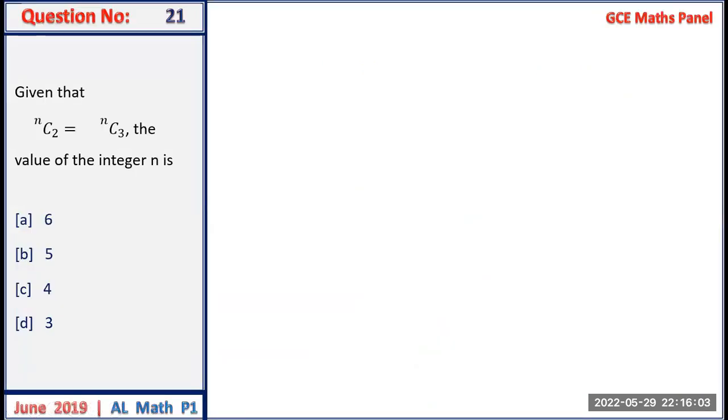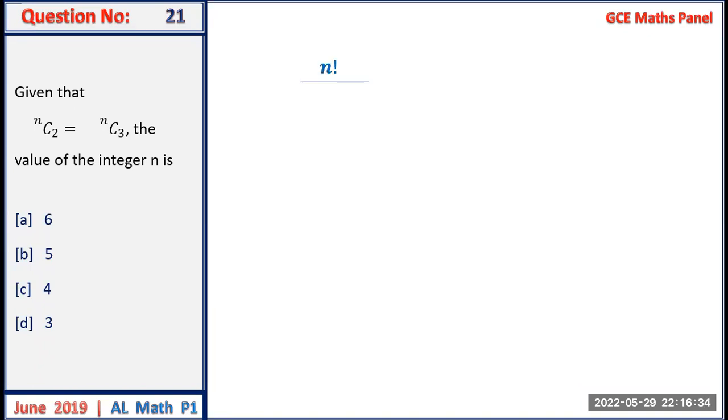Okay, so given that n combination 2 is equal to n combination 3, what is the value of n? So n combination 2 is equal to n factorial on n minus r factorial... on 2 factorial into n minus 2 factorial.